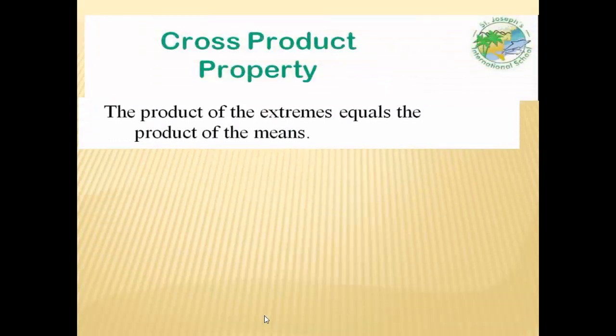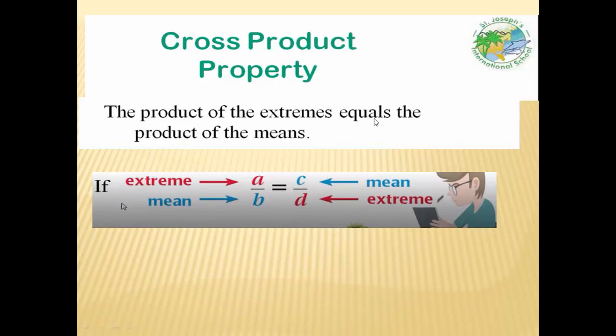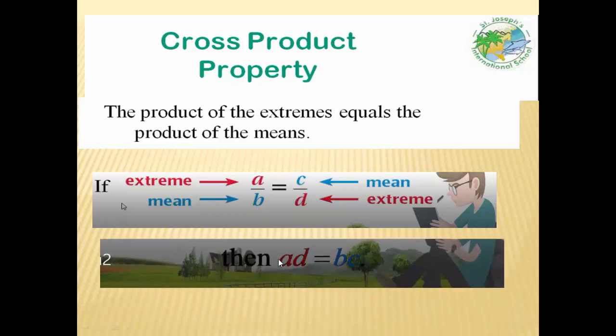Cross product property: the product of the extremes equals the product of the means, like this. Extremes A and D, so A times D equals C times B. A times D, and B times C. Then the multiplication of A times D equals the multiplication of B times C.